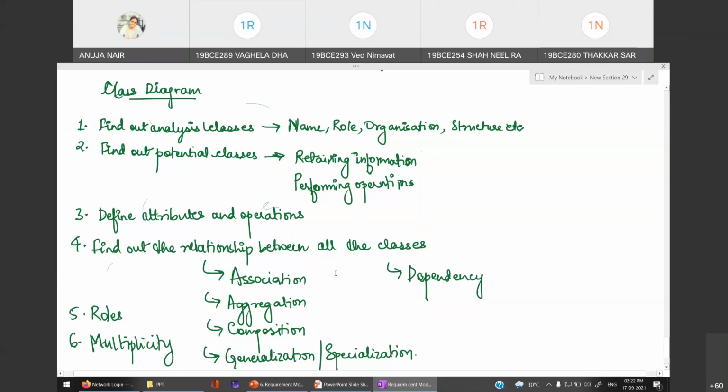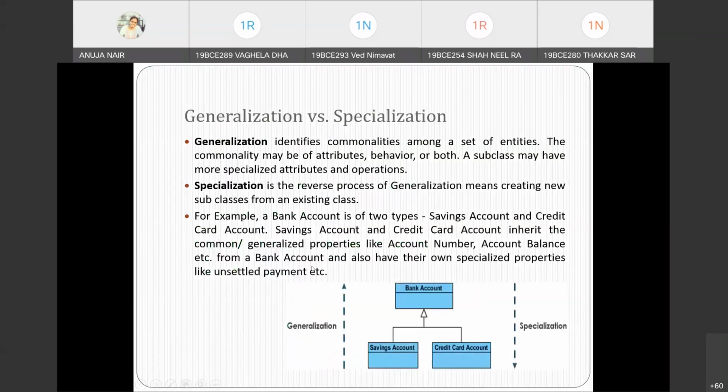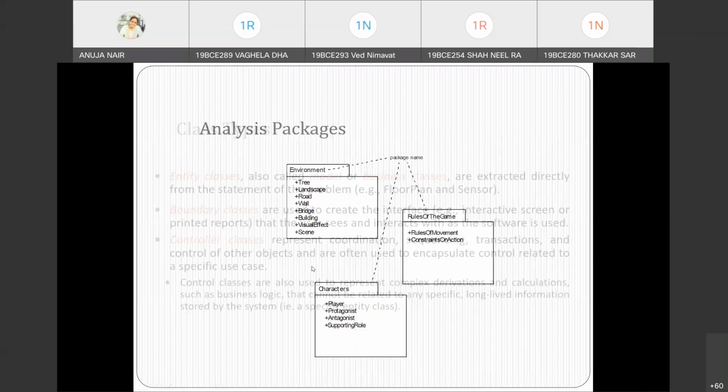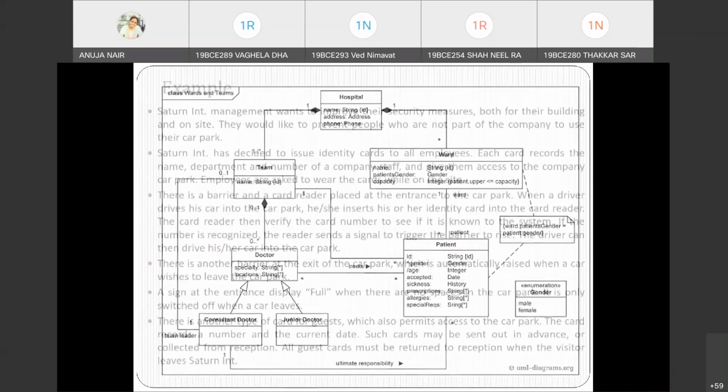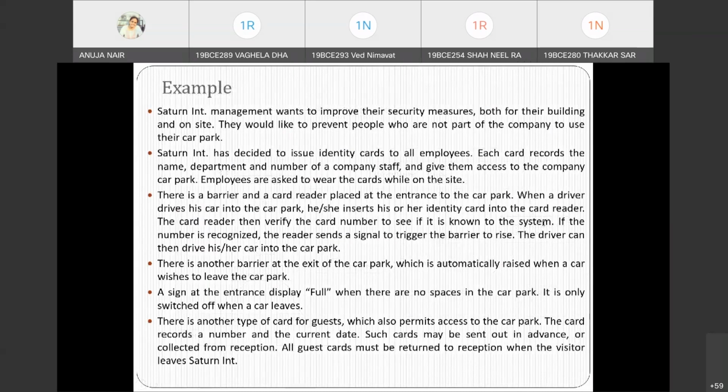I will directly jump into the question. The question is this: what I want you to do is that read the question and find out the analysis classes. I want you to read the question and tell me what are the analysis classes. Take 5 minutes, read the question and tell me which all are the analysis classes inside this particular scenario which is given over here.